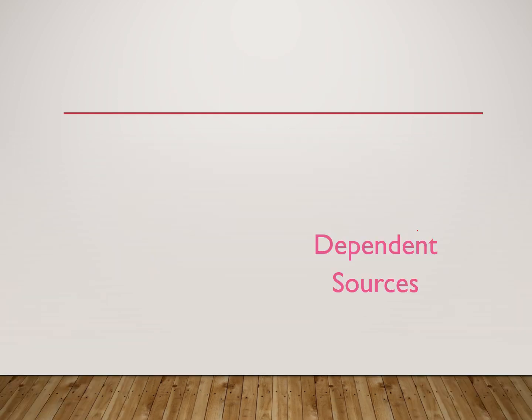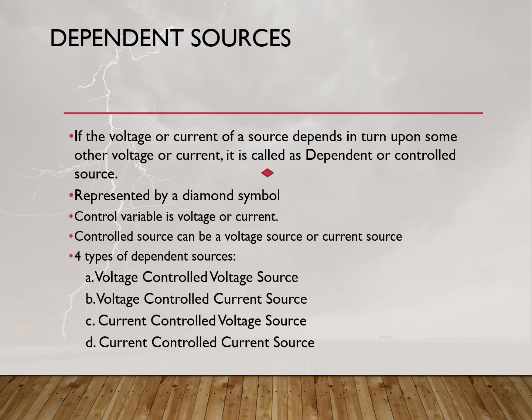Now, when we are speaking about dependent sources, what are dependent sources? These sources, as the name says, depend upon some other quantity. The sources are of two types, voltage or current source, depending upon some other voltage or current. So you can call it a dependent or current controlled current source. Normally represented by the diamond symbol, the controlling variable can be voltage or current. So we can have four different types of sources depending upon what parameter they depend on.